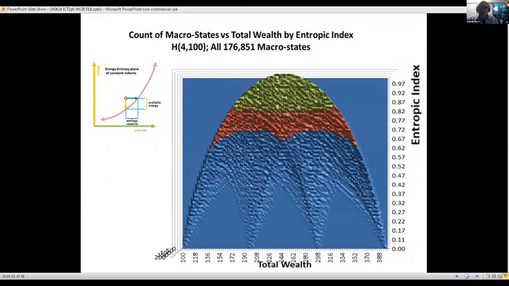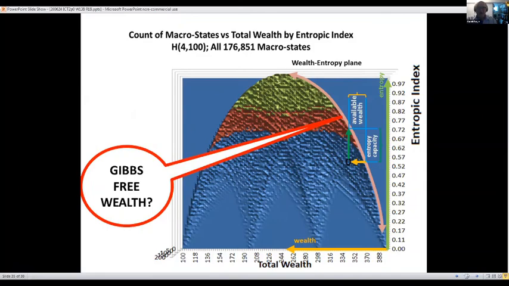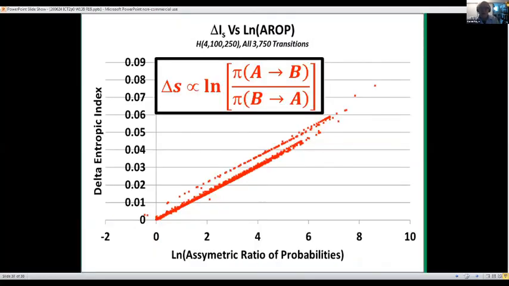Then we take this density diagram from the capital exchange model, and we take Gibbs' diagram and put it over that, and we see that right here we have Gibbs free wealth. So I would argue that if you know anything about Gibbs free energy, you're already an economist because you've got a lot to say about economic behavior. I've also come across this particular equation when I was reading about Crooks' fluctuation theorem and an article by Jeremy England. I realized that this definition of change in entropy is actually compatible with my agent-based model. So I took a cut through the middle of this diagram and plotted the data, and it looks like that.